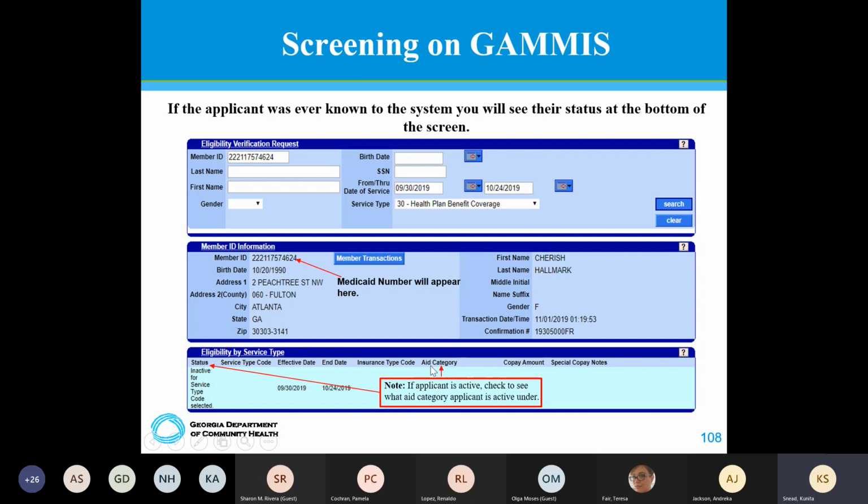And then right up under here where it says aid category, you need to make sure you look at that to see what aid category they're active up under. And based off of the aid category they're active up under, you need to follow the correct procedures that we went over earlier. Any questions about screening?